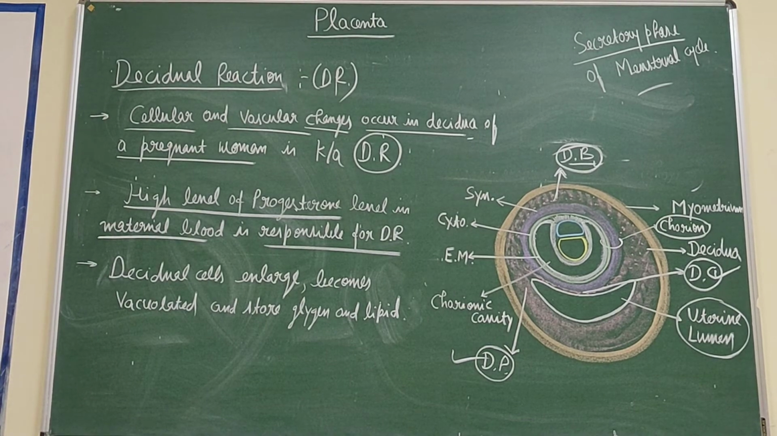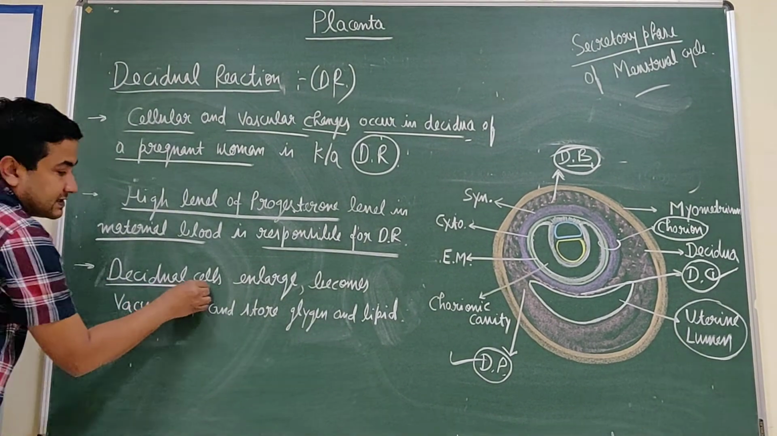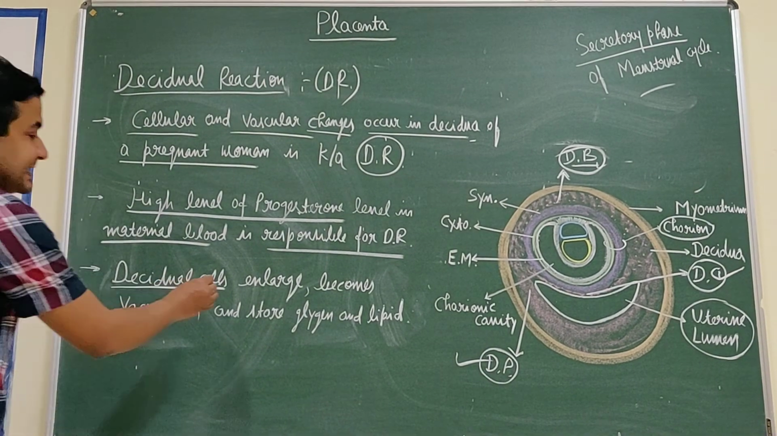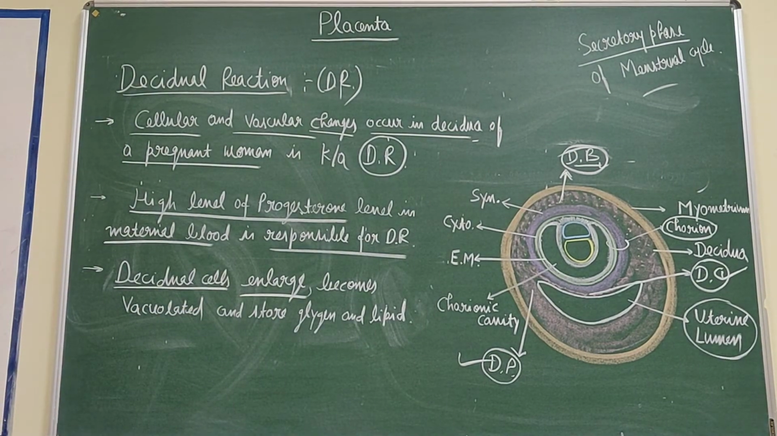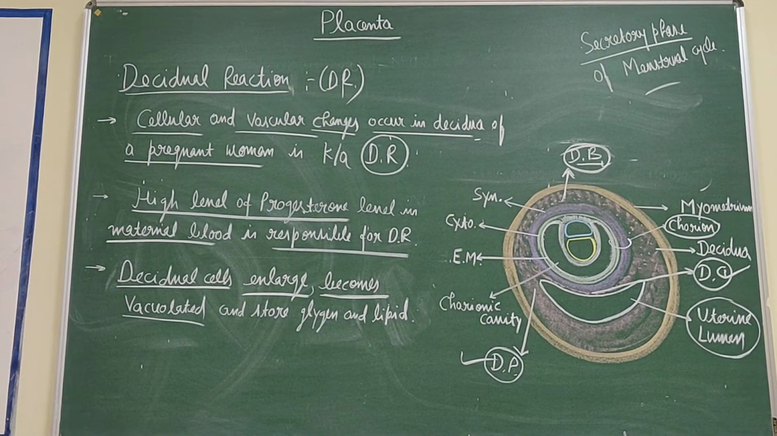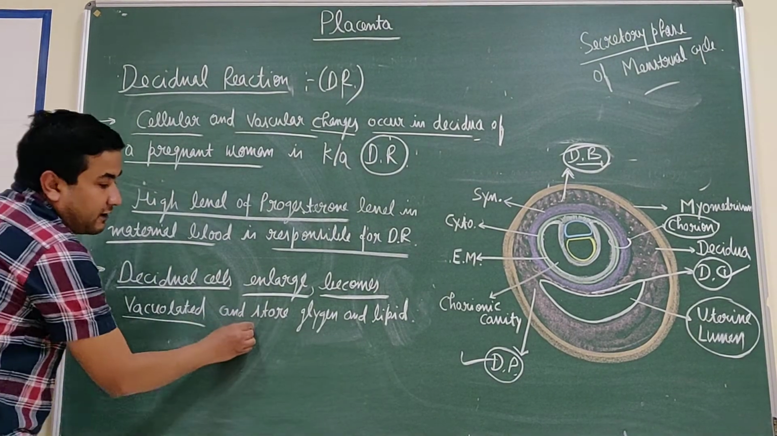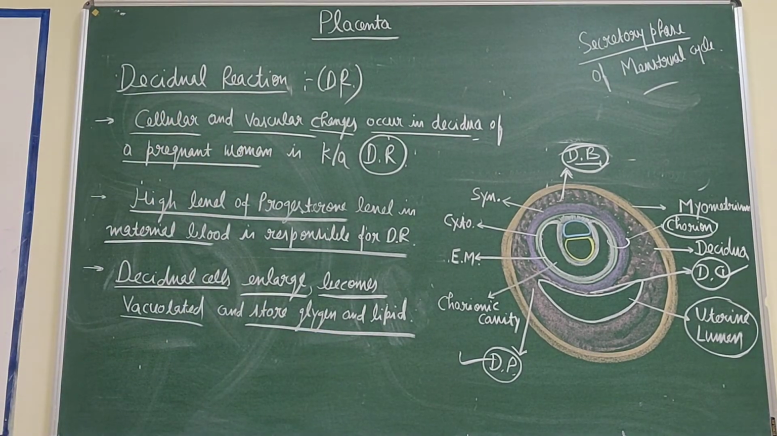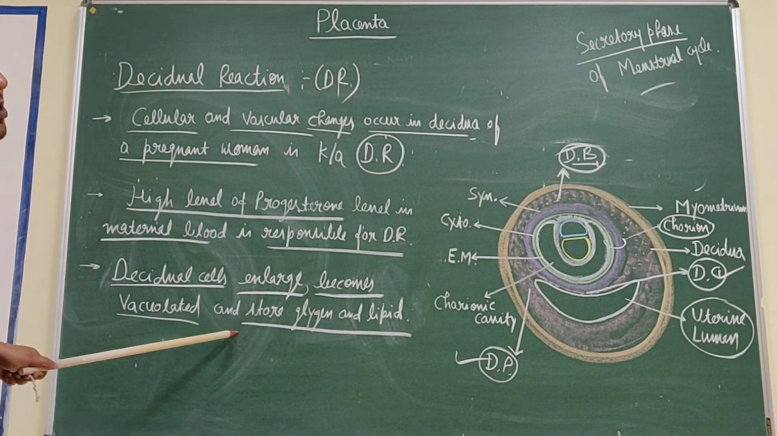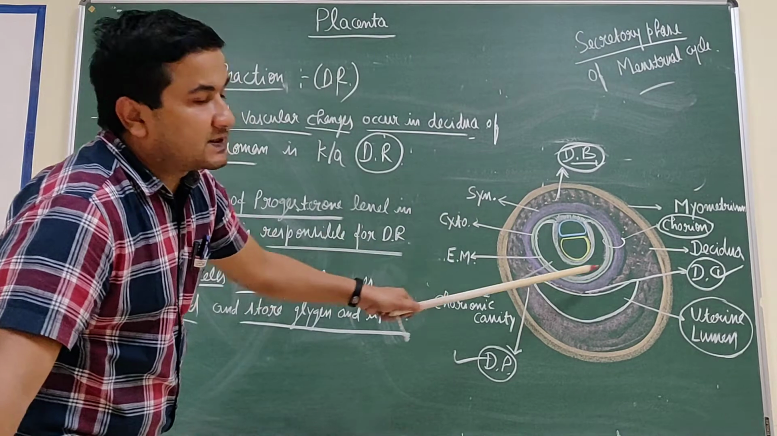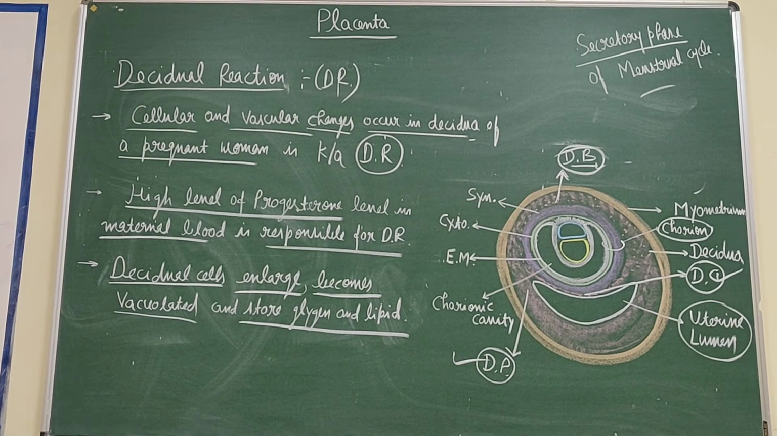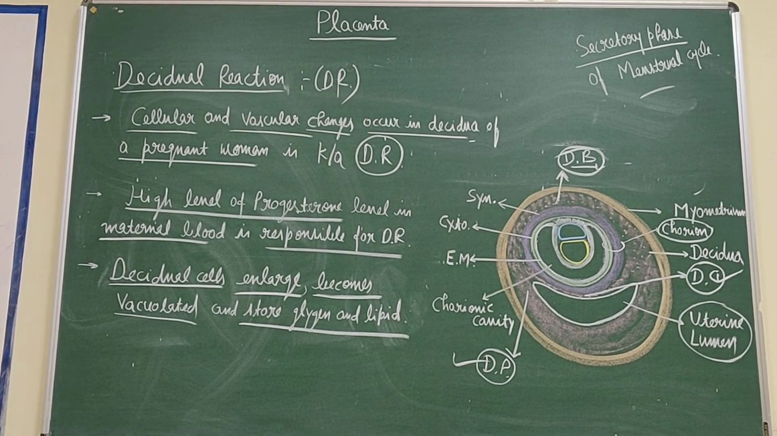What happens in the decidual reaction? The decidual cells, stromal cells or endometrial cells, enlarge in size. They become vacuolated, and the storage of glycogen and lipid increases, and this is to provide nutrition to the developing embryo. So this is about the decidual reaction.